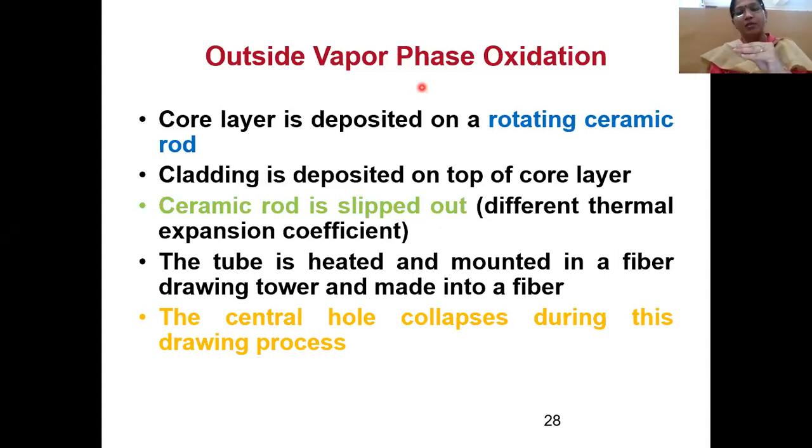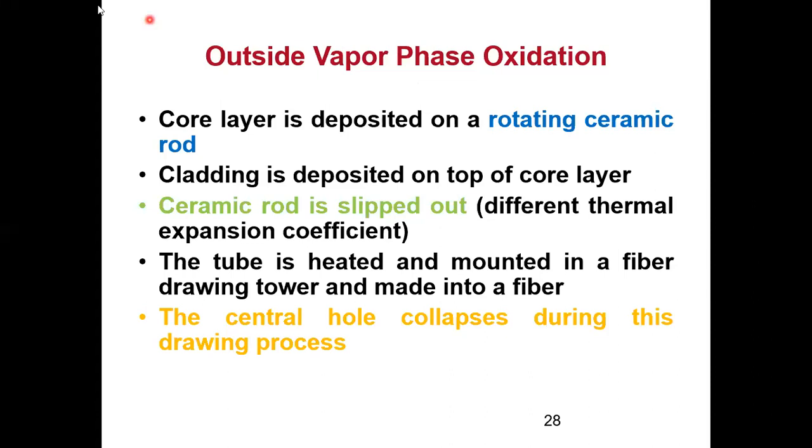And then what I will do is, I will heat this structure, okay, and heat it so that it melts and forms a solid rod. That is what I call the preform. So that is what is explained in this particular slide. The core layer is deposited on a rotating ceramic rod. Then cladding is deposited on top of the core layer.